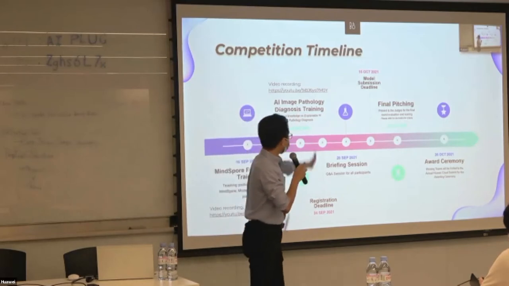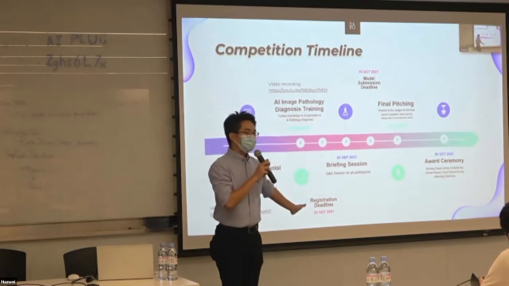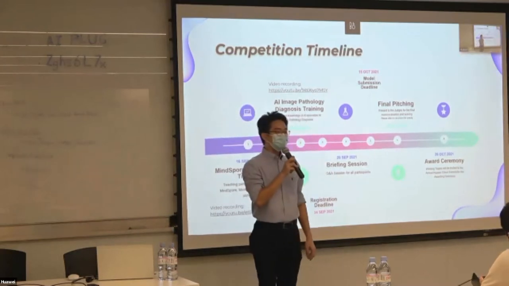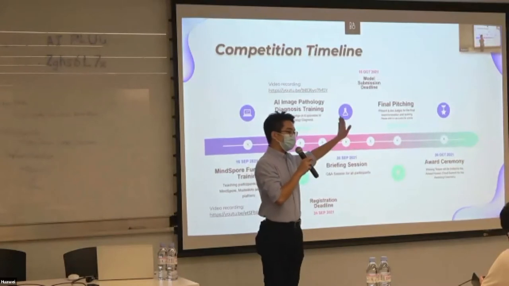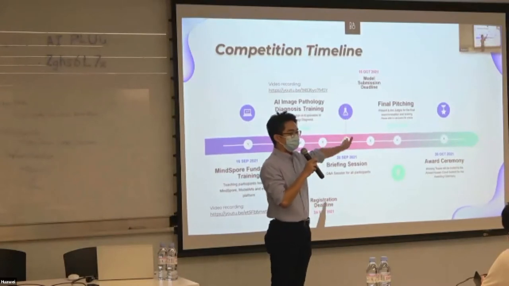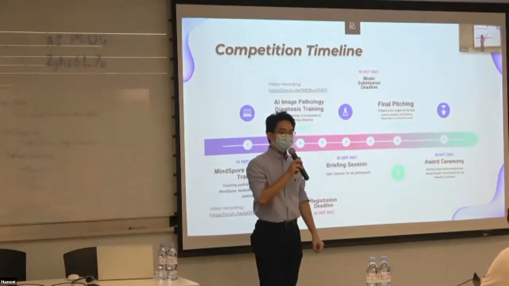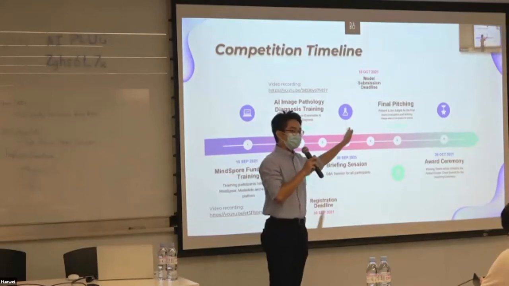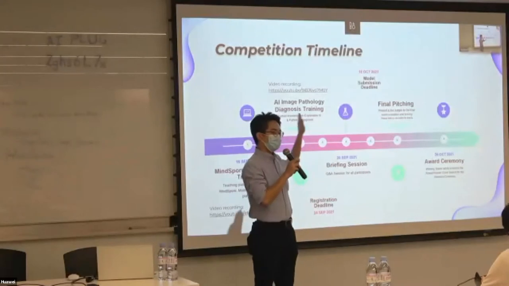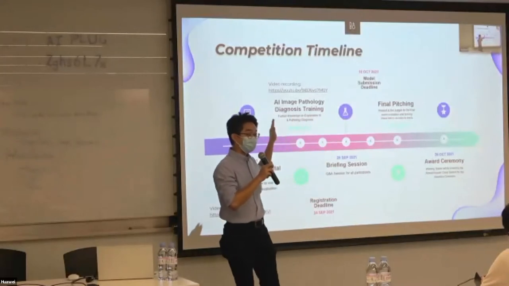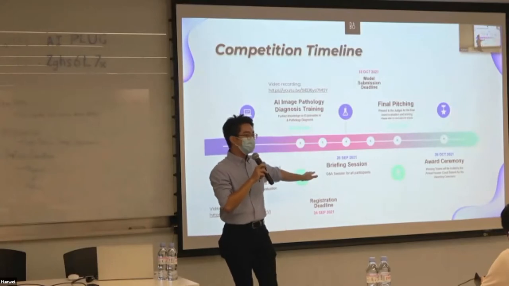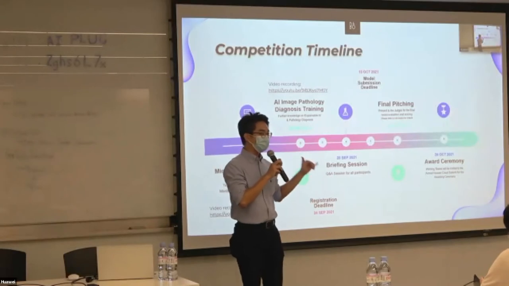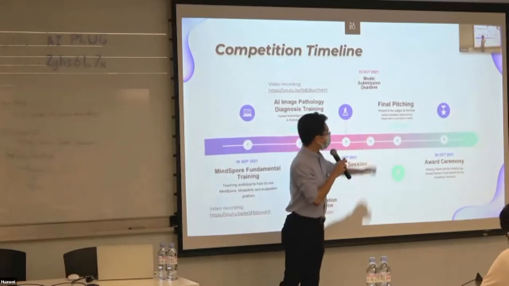After today, you have time to build your own AI model and submit it before October 15, at the clock 23:59:59 of October 15. We will take a snapshot of the ranking board in our evaluation system, and if you are in the top six teams with the highest model score, you will be invited to enter our final pitching stage.